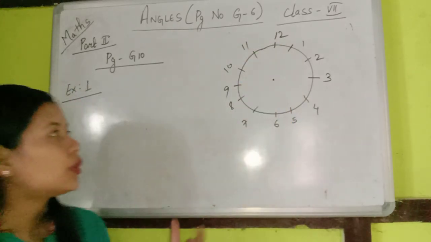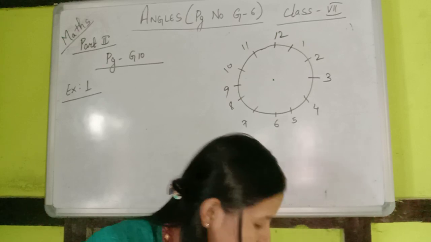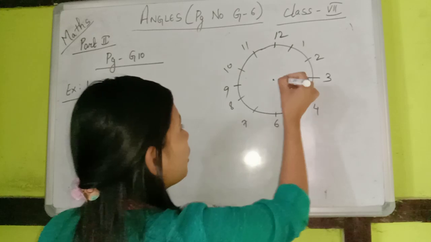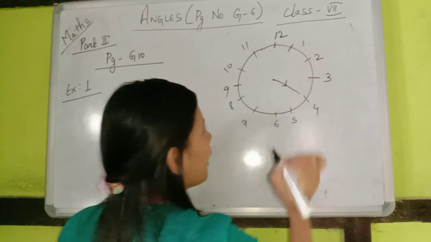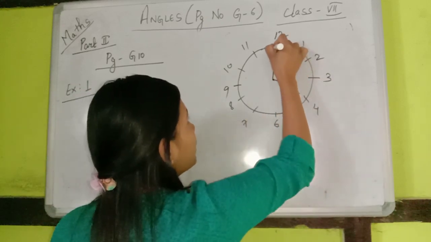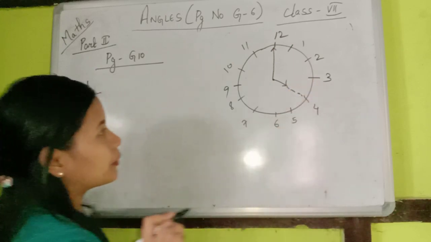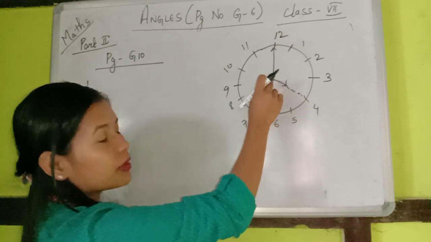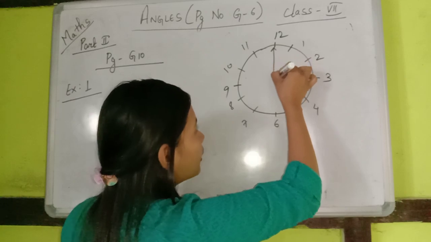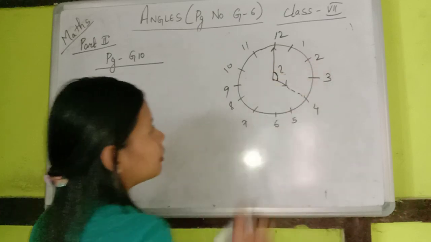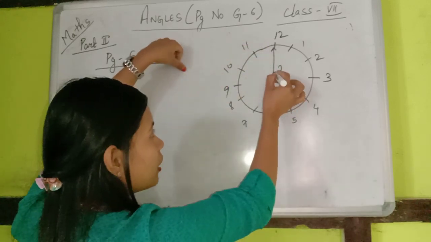So we need to find the angle between the minute and hour hand at 4 o'clock. So when it's 4 o'clock, then your hour hand will be here and the minute hand will be here, right? It is along with this. So this is the position of the hour hand and minute hand at 4 o'clock. So we need to find the angle between the hour hand and minute hand at 4 o'clock. So we need to find out this angle.